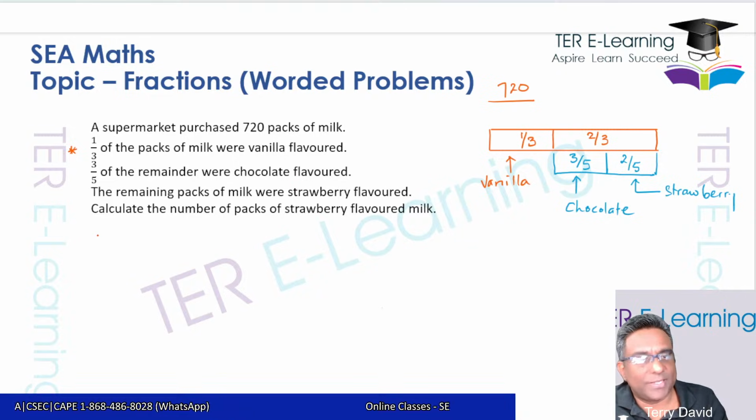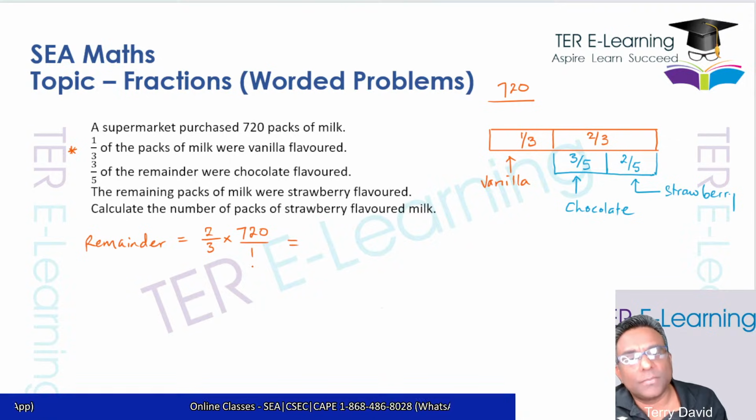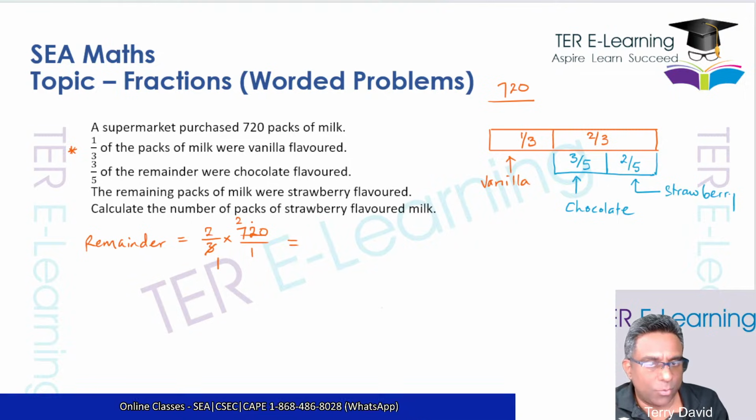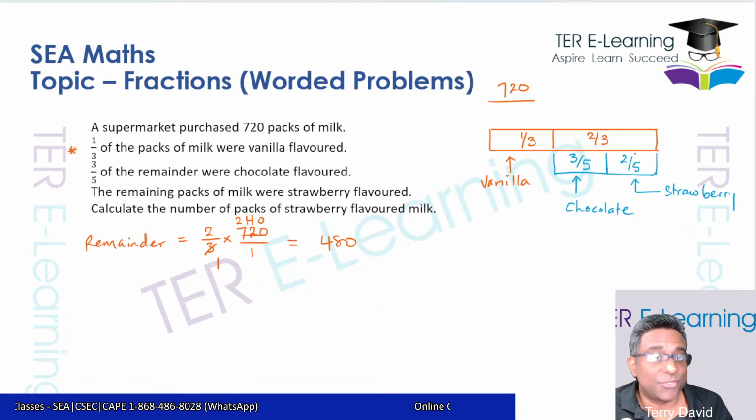Okay, so let's work out. I could work out the remainder first if I want. And to get the remainder, all I need to do is to say 2/3 multiplied by 720. So 3 can go into 3 one time here. 2 3s are 6, remainder 1. So this will be a 12. So this is going to be 40. So that's 240 multiplied by 2. So that's going to give us 480. So that's the remainder there. That's 2/3 of the 720. That's your remainder.